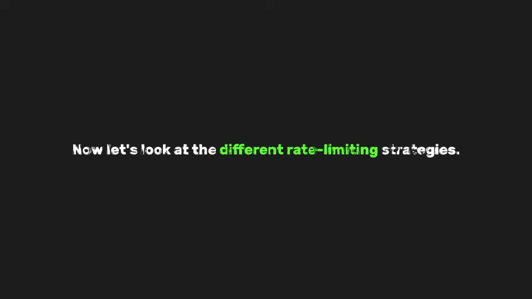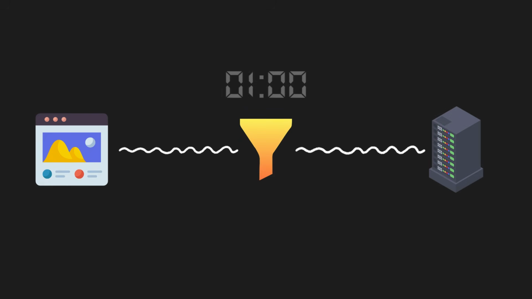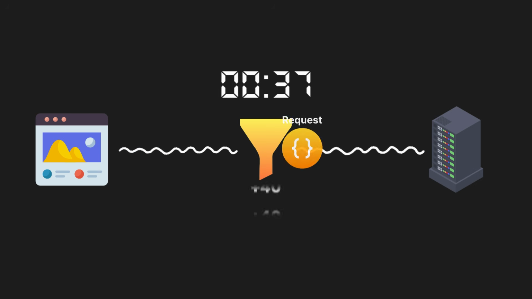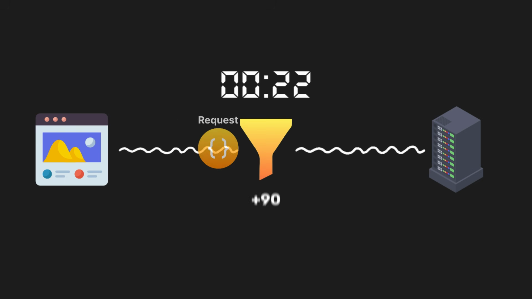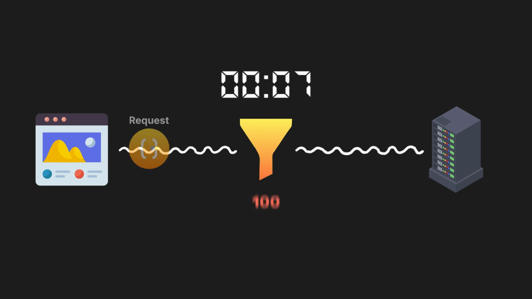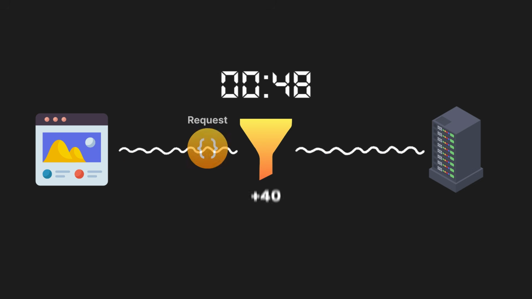Now let's look at the different rate limiting strategies. There are 4 common ones, and we'll start with the simplest, the fixed window. It's easy to visualize. You pick a time window, say 1 minute, and count how many requests come in during that minute. So if your limit is 100 requests per minute, every request increases the counter by 1. Once you hit 100, any additional requests are blocked until the minute is over. Then, when the clock rolls over to the next minute, the counter resets to 0 and the process starts again.